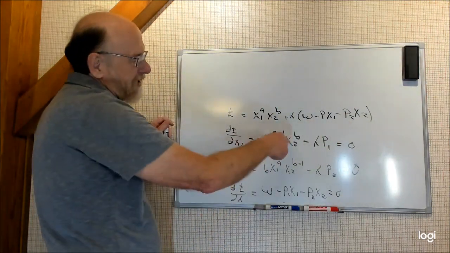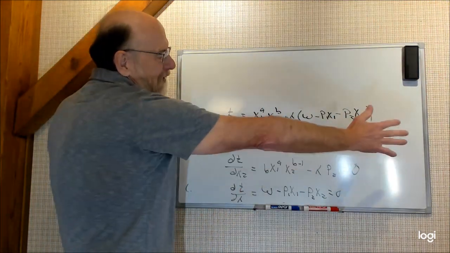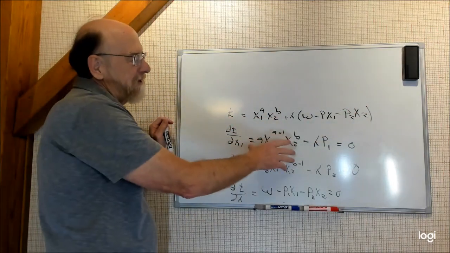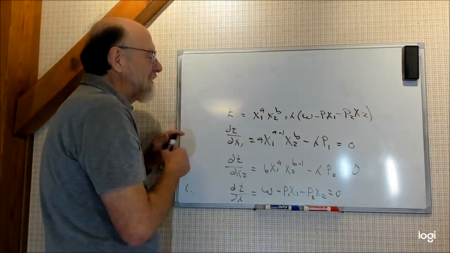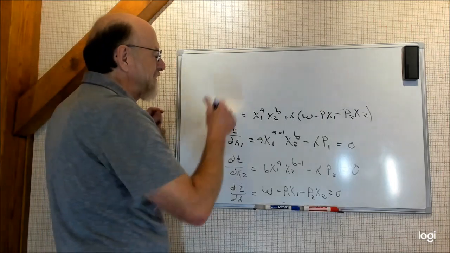So what we're going to do is shift these lambda terms over to the right, and we'll then do a division of the two sides. Since they're both equal, that can be done.